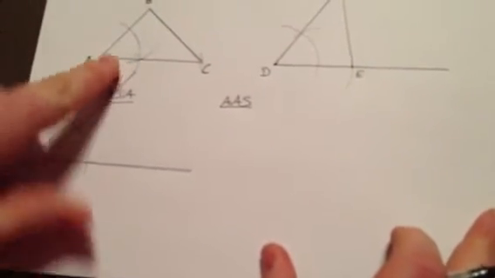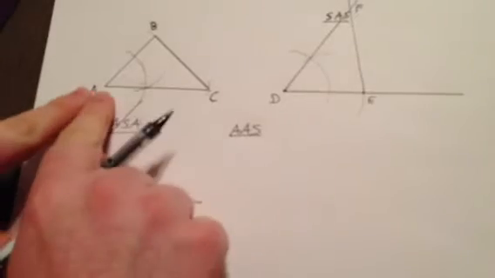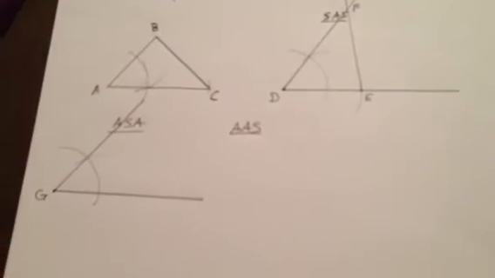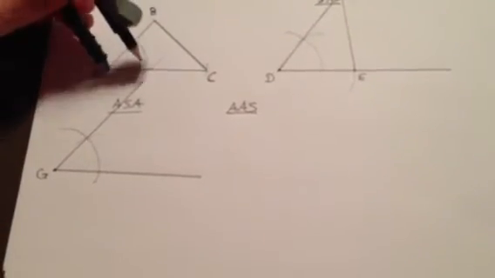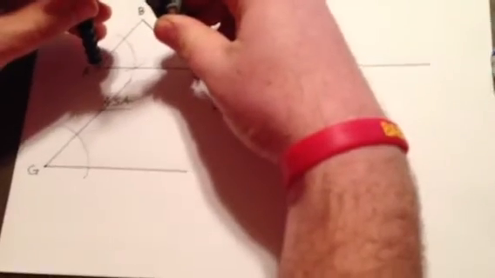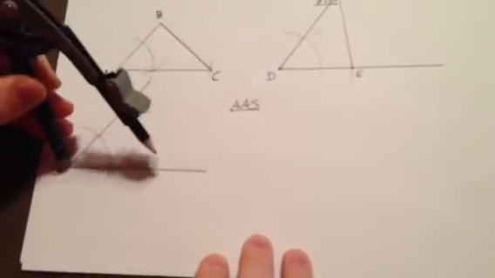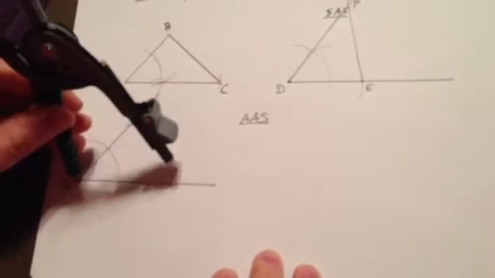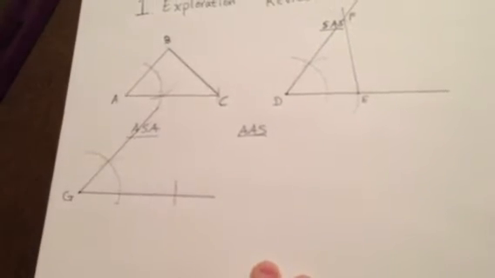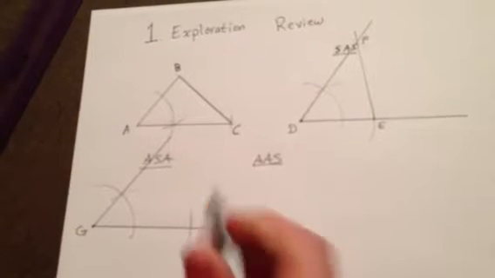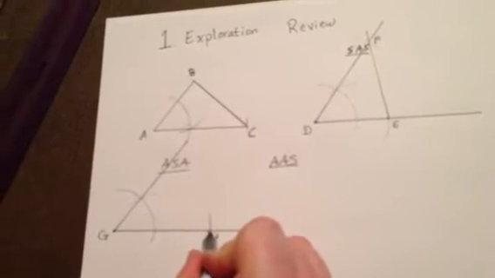Now we have to figure out a side, so I can copy angle A or side AC. Just like before, you open your compass to the length of AC and copy that arc to your line segment. So that point is now H.